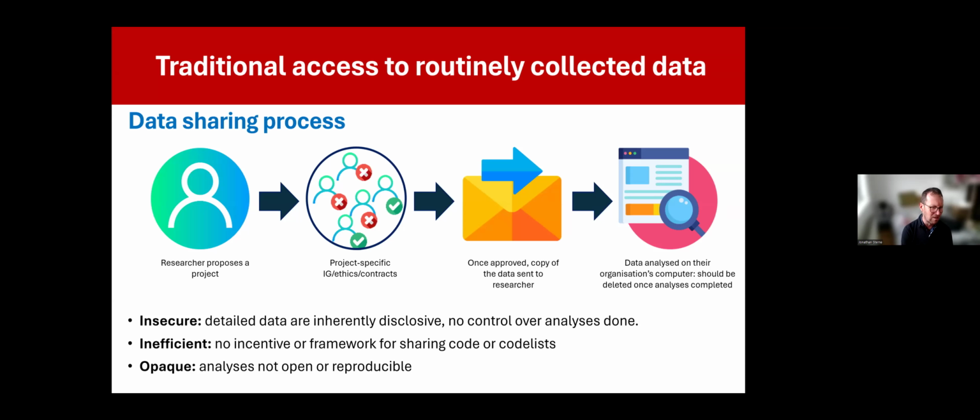They're also inefficient because there's no incentive or framework for sharing code or code lists, meaning that, for example, if somebody defines a particular phenotype such as diabetes in the data that they were sent, there's no particular reason that anyone else would know how they did it or that they did it. And this is also inherently opaque. So analyses done like this are not open, not reproducible. There's no way to check that results were not dredged from thousands of analyses that were done but not reported.